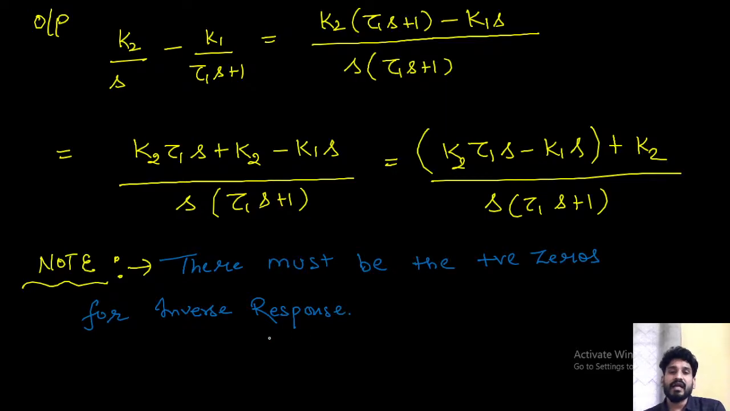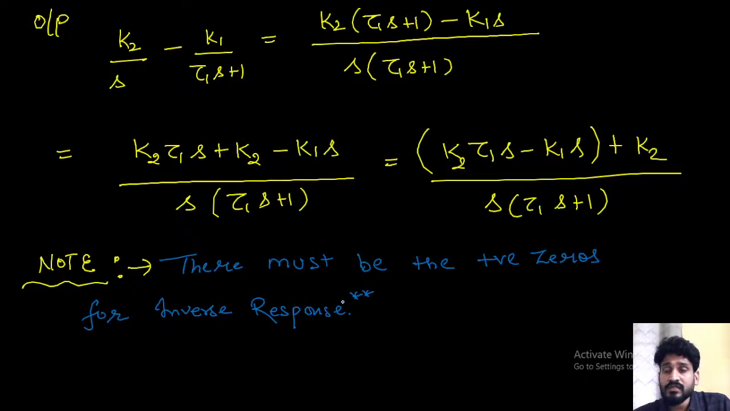So it has been found that any system can show the inverse response if there are positive zeros. This is the mandatory condition for the inverse response, and many times the question is asked only on this statement. Even in 2026, this is a 1 mark question: for the inverse response, what are the zeros? Positive, negative, or what? There must be positive zeros for the inverse response. This is a very, very important statement, and using this statement, I am calculating every condition for the inverse response.